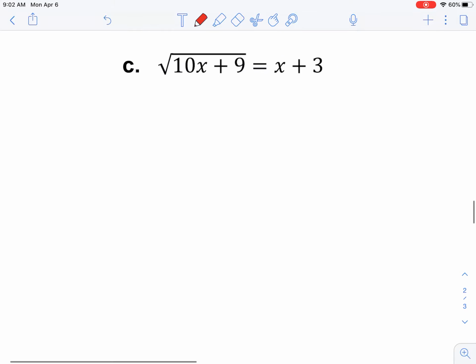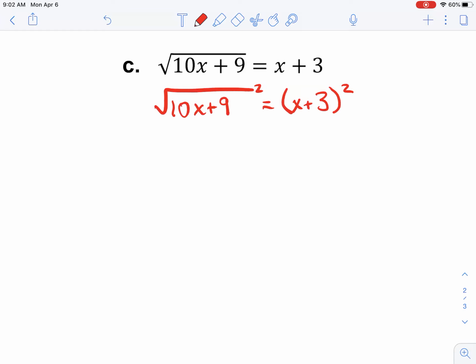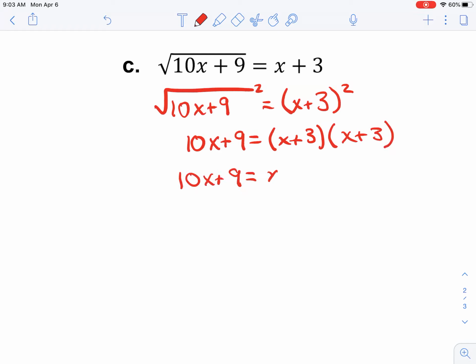All right, let's try one more together. So part C, again, we're going to square both sides to get rid of this square root. So I'll have 10x plus 9 squared equals, I have to put this side in parentheses. When I take this square, this just becomes 10x plus 9. This side I'm going to have to FOIL. I'm going to have to expand it out. So I'll have 10x plus 9 equals x squared plus 3x plus another 3x plus 9. If I simplify this, 10x plus 9 equals x squared plus 6x plus 9.